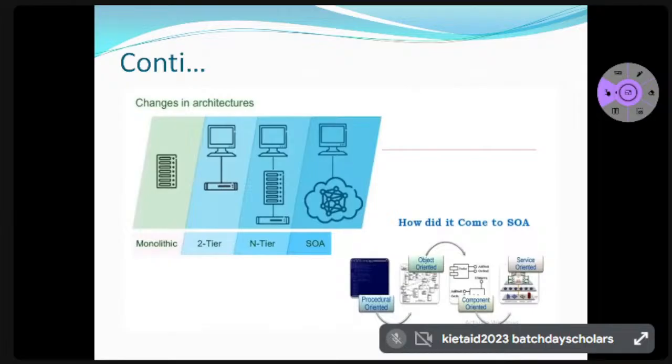See here: procedure oriented, object oriented, next component oriented, service oriented. Initially, procedure oriented is nothing but the initial system. What is there in the procedure can be specified in one place. Later on it converted into object oriented. Object oriented can be defined in an abstract manner, and the complete details are not there, we are just using it in an abstract manner.